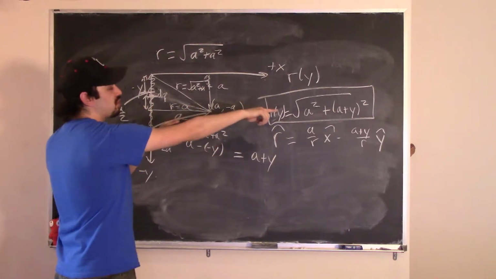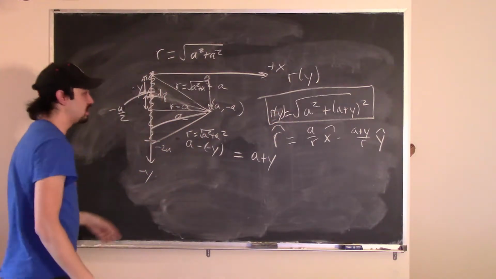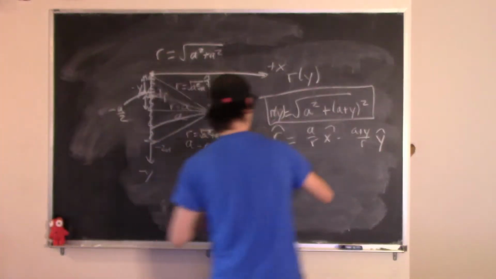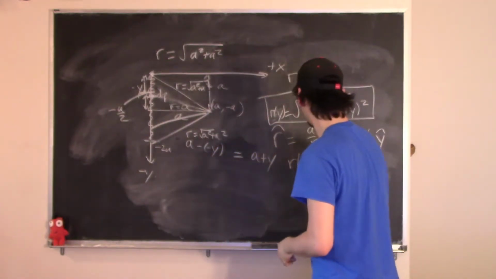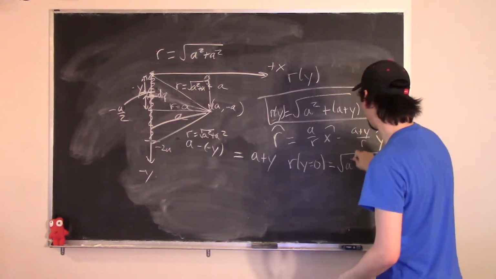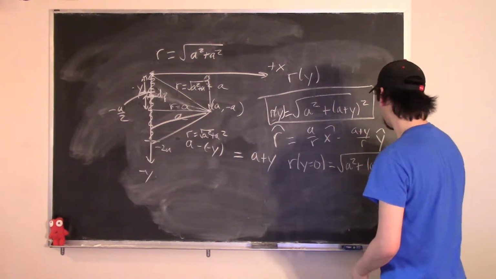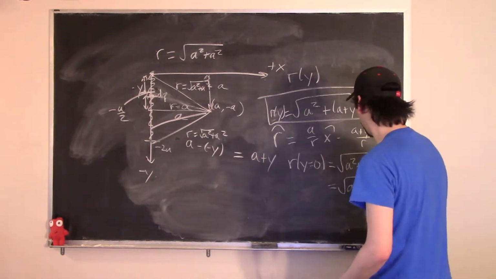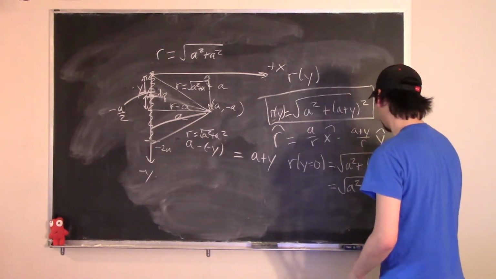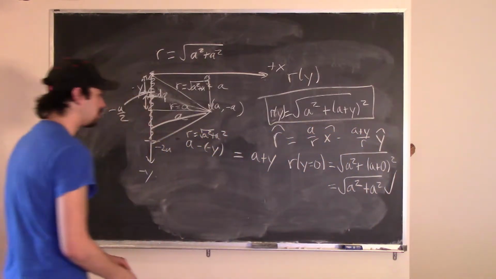So let's see what happens when I plug in values for y. This one is at y is equal to 0. When r of y is equal to 0, when I evaluate this, this is going to be the square root of a squared plus a plus 0 squared. So this one is the square root of a squared plus a squared. So that's good. We know that one's good.